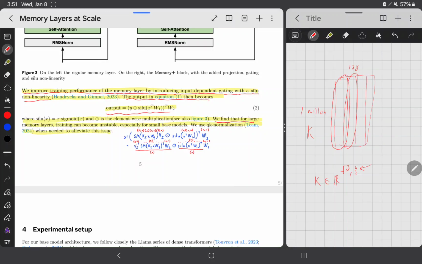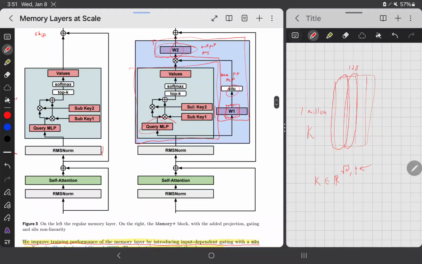They say here that they find for large memory layers, training can become unstable, especially for smaller base models, and they utilize a QK normalization when needed to alleviate the issue. So norming these two parts here. One thing to note is that they use a multiplication here.